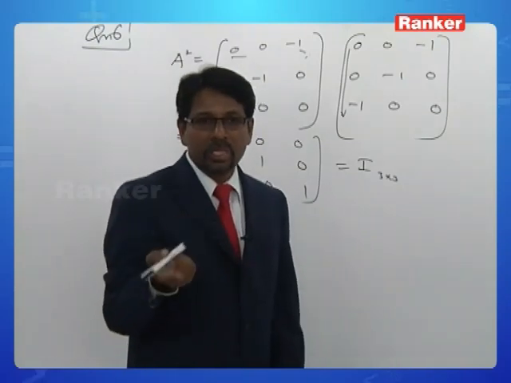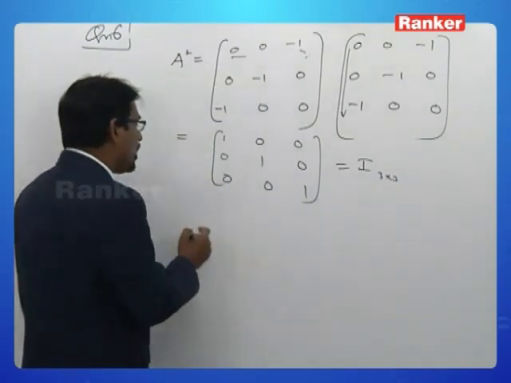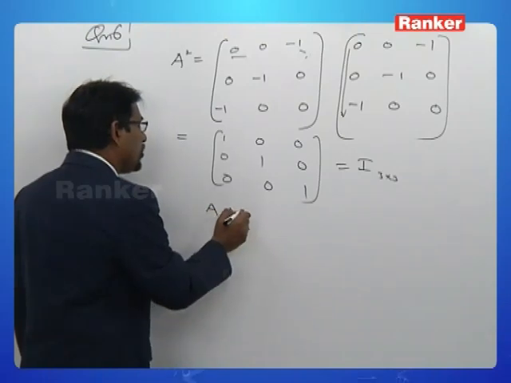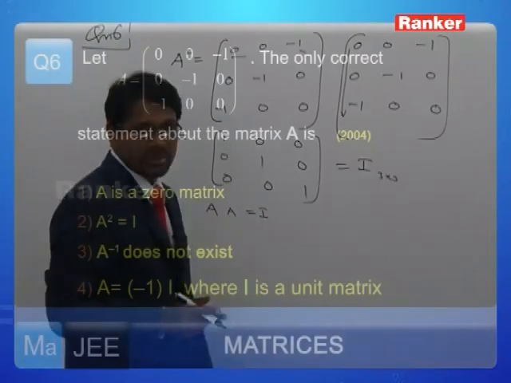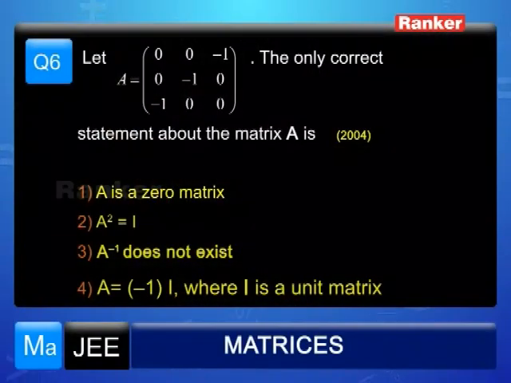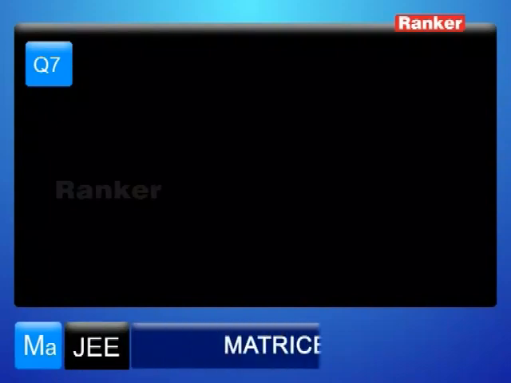Actually, if A square is I, it's simple that A into A is I, which means that A is invertible. So option 1 cannot happen, option 3 cannot happen, and clearly A is not equal to minus 1 into I. So the fourth option is also not true. Clearly A square is equal to I. So we can say that option 2 is correct. Answer 2 is correct. So let's move to the next question.